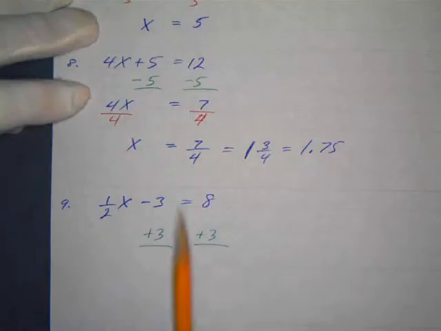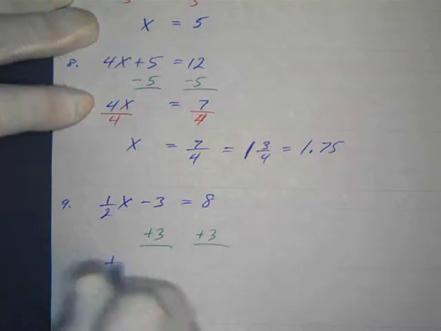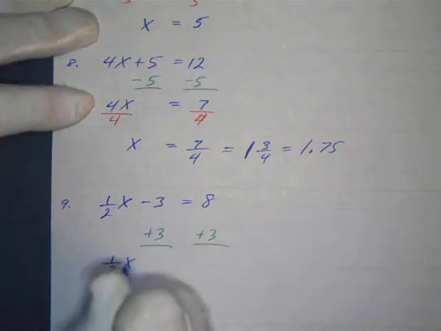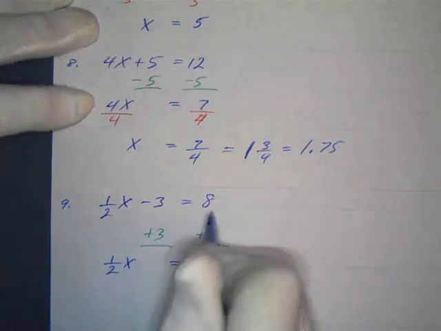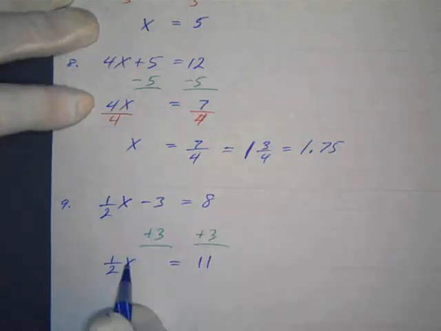Remember, what I do to the left, I do to the right. And I have 1/2 x equals 11. And remember, make sure the middle of the x is lined up with the fraction bar, or it's on top. Don't let it go down in the bottom, otherwise we might think it's 1 over 2x.